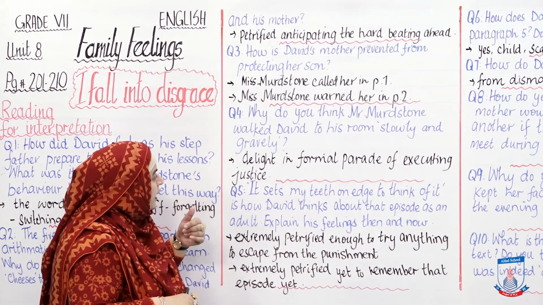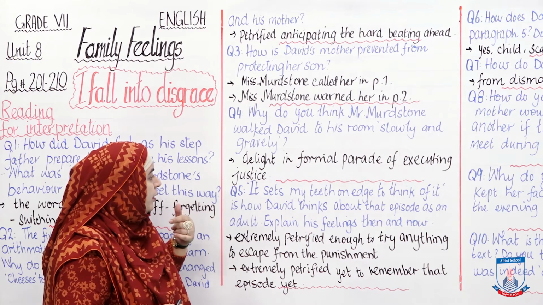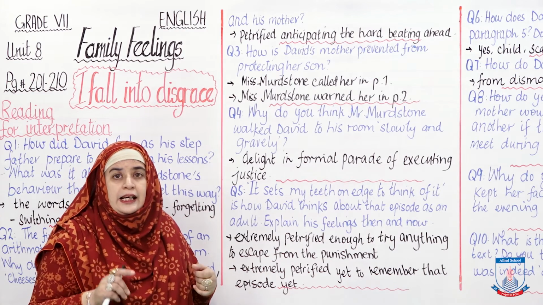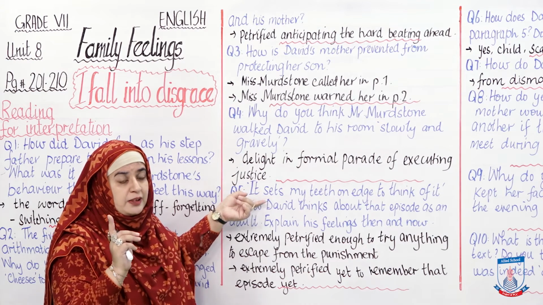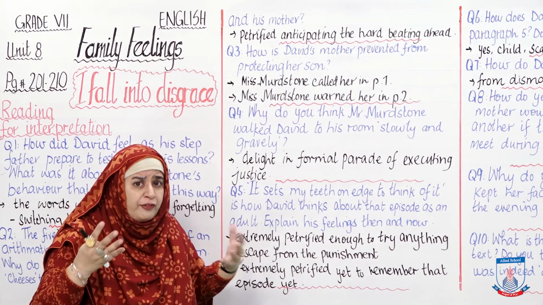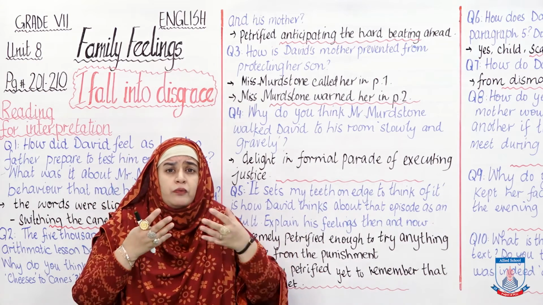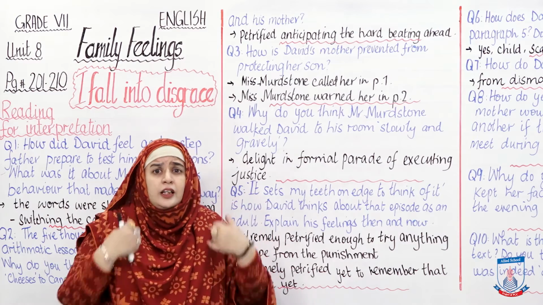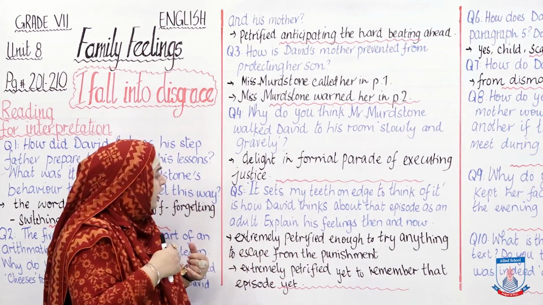Question number 5. It sets my teeth on edge to think of it is how David thinks about that episode as an adult. Explain his feelings then and now. अब ये जो phrase है, if you will remember my previous lecture, I have explained this phrase to you. This phrase says कि उसका जो खौफ था, it sets my teeth on edge to think of it. यानी कि वो खौफ उसके ऊपर दोबारा लाजिम हो जाता है, दोबारा तारी हो जाता है जब वो उस कैफियत को दोबारा याद करता है, right?